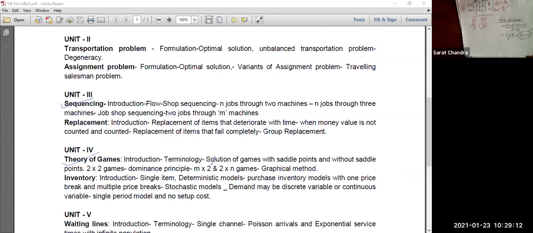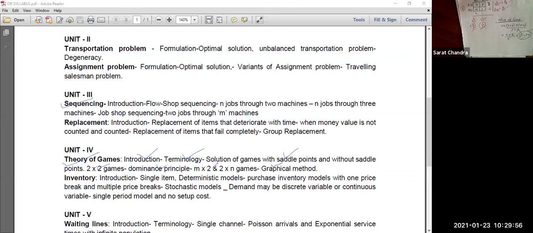If you see the syllabus, everything is completed by today's class. Introduction, I have told you, and terminology. Terminology means what you mean by game, what is pure strategy, what is mixed strategy, what is minimax, what is maximin, what is saddle point. Then solution of the games with saddle point and without saddle points, that is 2x2 games. Dominance principle also we have completed, and in today's class we have completed m into 2 and 2 into n games by using the graphical method.